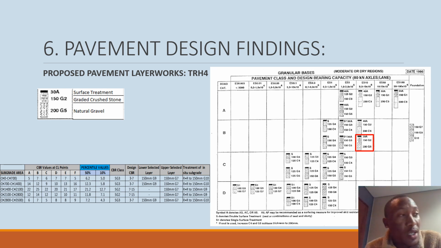Based on the calculations and estimations made above, and also on the CBR information provided as shown on this table, the layer works were determined, and we have concluded that we're going to be using surface treatment with graded crushed stone as the base, and then the natural gravel, which is G5, as our sub-base.